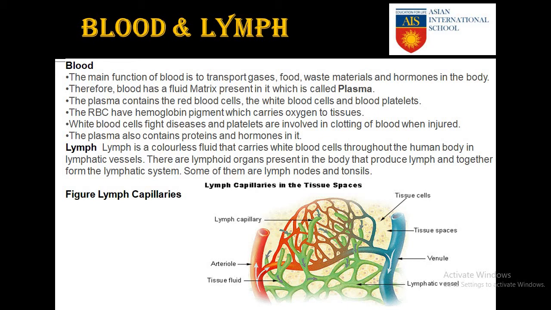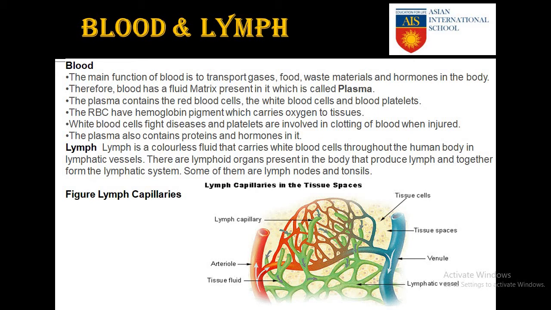As I told you, blood is composed of two parts: one is plasma and the other is the cellular element. Plasma acts as a medium for the transportation of the cellular elements. The cellular elements are red blood cells, white blood cells, and platelets. RBCs have hemoglobin, which is why they are red in color. Human blood is red due to the presence of an iron-containing pigment known as hemoglobin. It binds and transports oxygen to the different parts of the body. White blood cells fight against diseases, and platelets are involved in clotting of blood when injured.